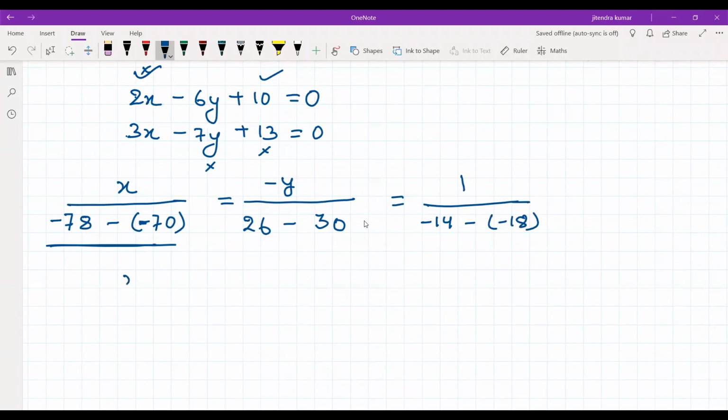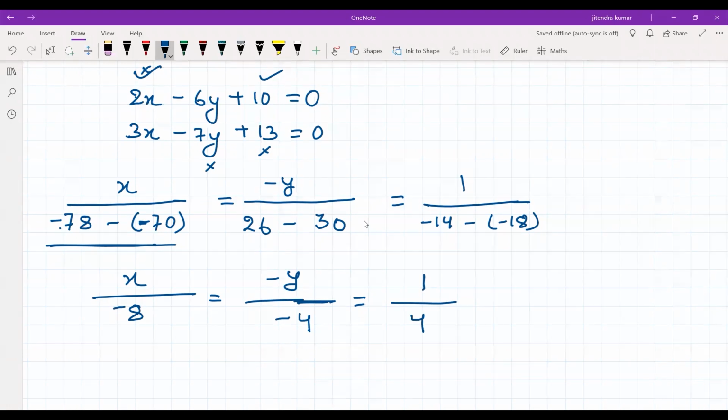So this is equal to x upon minus 78 plus 70, that will give us minus 8. Minus y upon 26 minus 30, that will give us minus 4. And 1 upon minus 14 plus 18, that will give us plus 4.